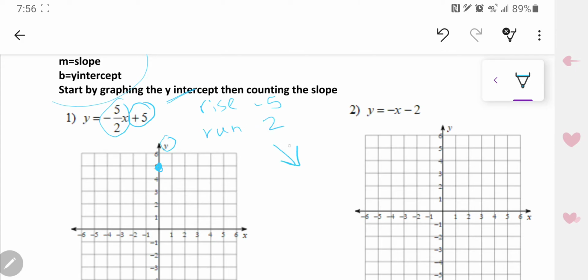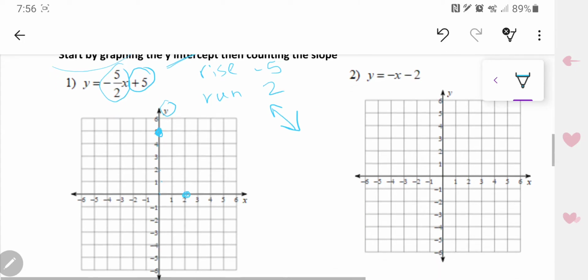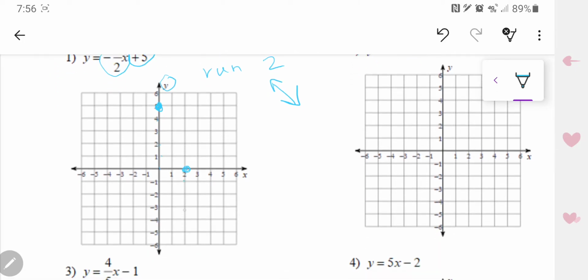It's a negative slope, meaning it should look like this. So we're going to count down 5, 1, 2, 3, 4, 5, over 2, 1, 2, there's a point. If you can, do it again. 1, 2, 3, 4, 5, 1, 2. Connect it. That's your line.